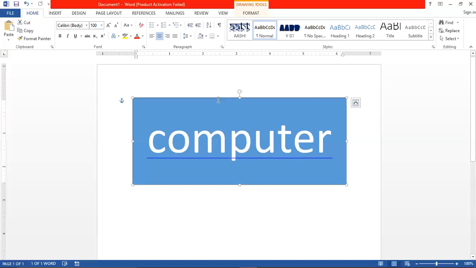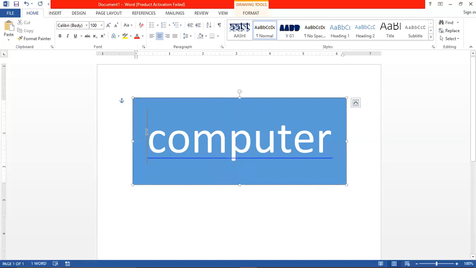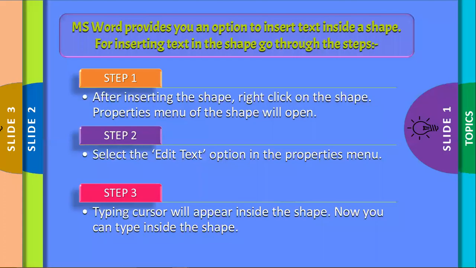So what were the steps? First, right click on the shape. After right clicking on the shape, you can click on the edit text or add text option. When you click on that, the typing cursor will appear inside your shape, and then you can use your keyboard for typing whatever content you want. So I hope inserting text in a shape is clear. Let's move on to the next topic of today, that is editing a picture.